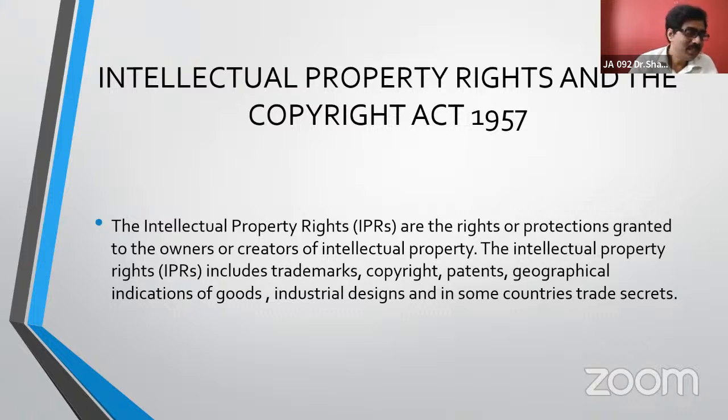Moving on to the next act, Intellectual Property Rights and the Copyright Act 1957. What are intellectual property rights? They are the rights and protections granted to the owner or creator of intellectual property. They include trademarks, copyright, patents, geographical indications of goods, and industrial designs, and in some countries trade secrets as well. This is how intellectual property is considered.